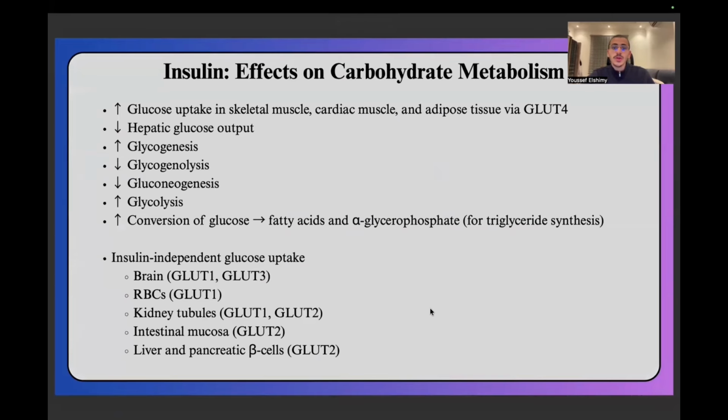Okay? So what are the effects of insulin on carbohydrates? We said that insulin wants to decrease the blood sugar. So what would happen is that there would be increased glucose uptake in skeletal muscles, cardiac muscles, and adipose tissue via the GLUT4 receptors or transporters. It would also decrease the hepatic glucose output, because you don't want to raise the blood glucose levels.